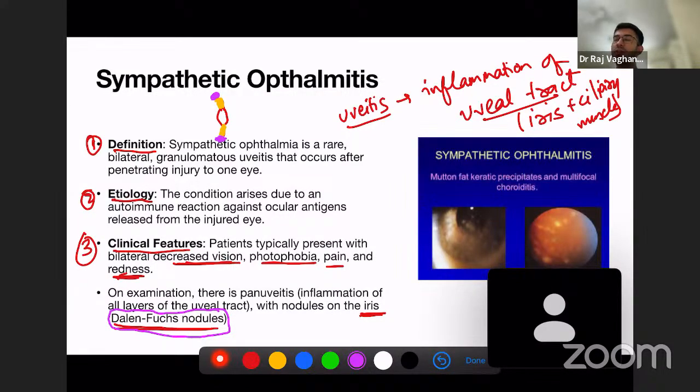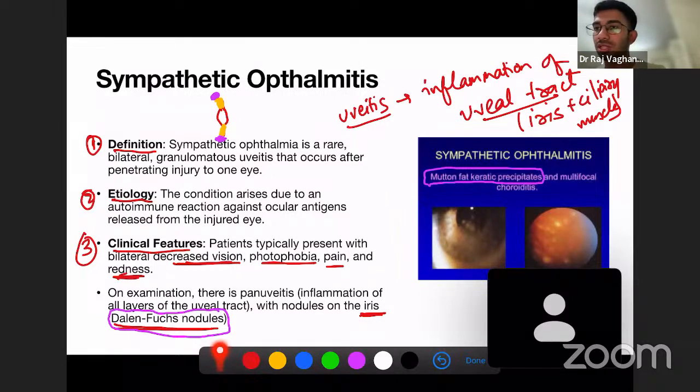So these are the clinical features. You will have decreased vision, photophobia, pain in your eyes, and redness surrounding your eyes. There will be panuveitis, and there will be Dalen-Fuchs nodules. You can see on the right-hand side in the image, you will have mutton fat keratic precipitates, which are also seen on examination. Mutton fat keratic precipitates are very important. These are mutton fat-like substances. You can see all the precipitates here. And there is also multifocal choroiditis.